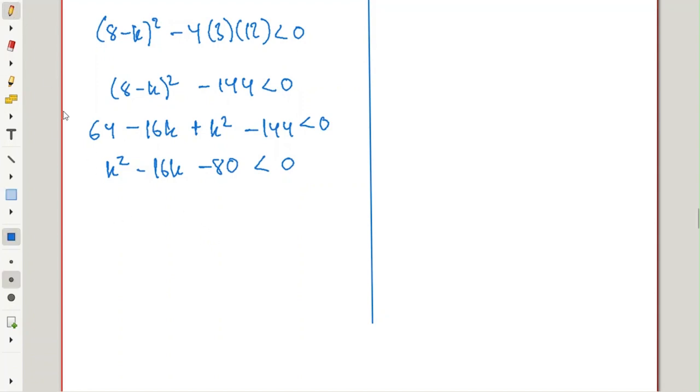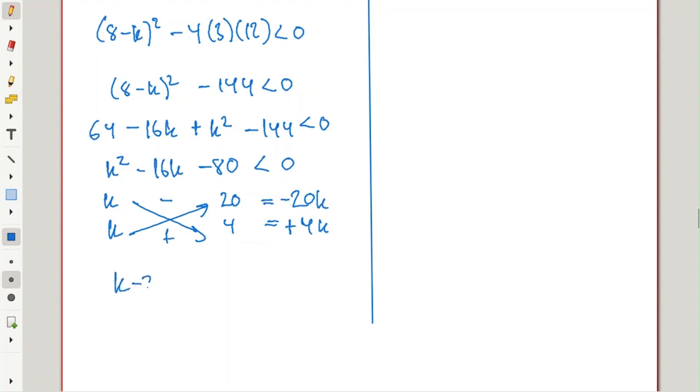Okay, now let me just use my normal method. K times K will give you K squared. 20 times 4 will give me 80. This times this I'll get 20K. This times this I'll get 4K. What can I do to these two to get the middle term here? When here is minus plus, I'll get negative 16K. So I bring the same operation here, minus plus. So my factors are this.